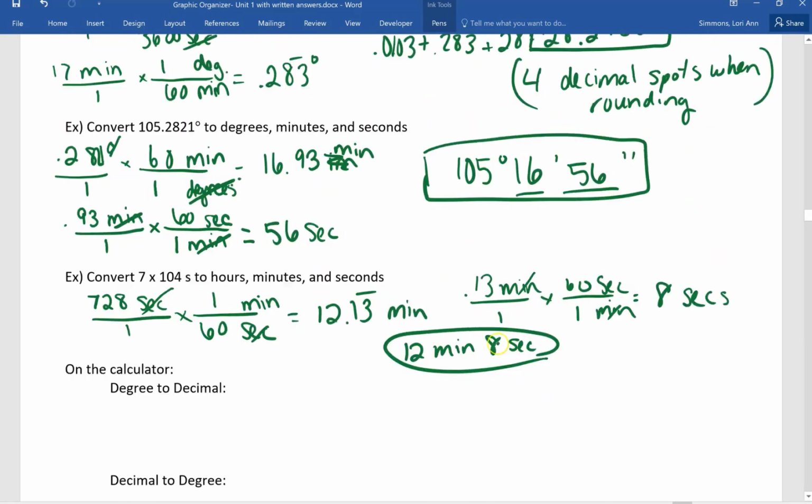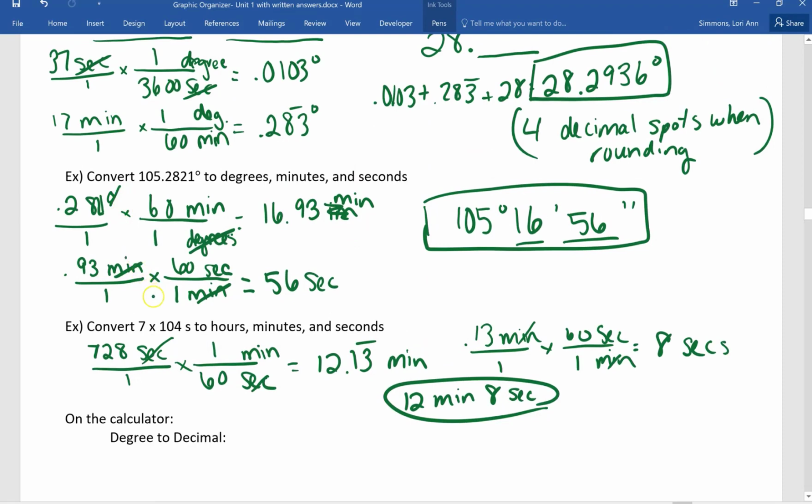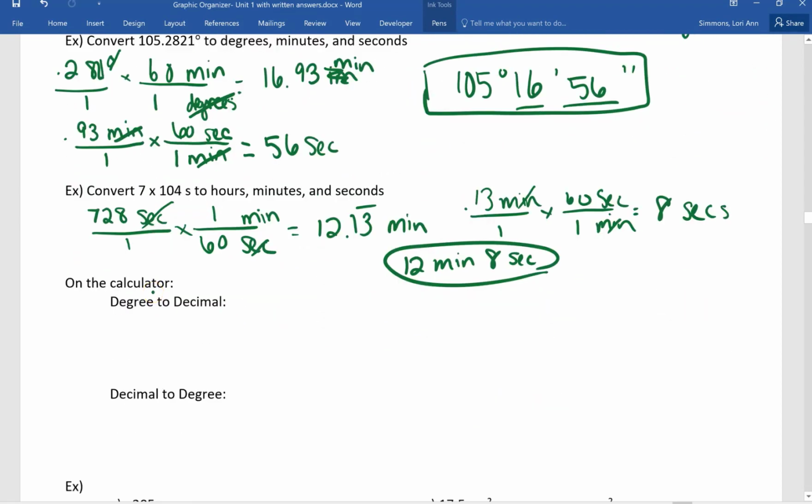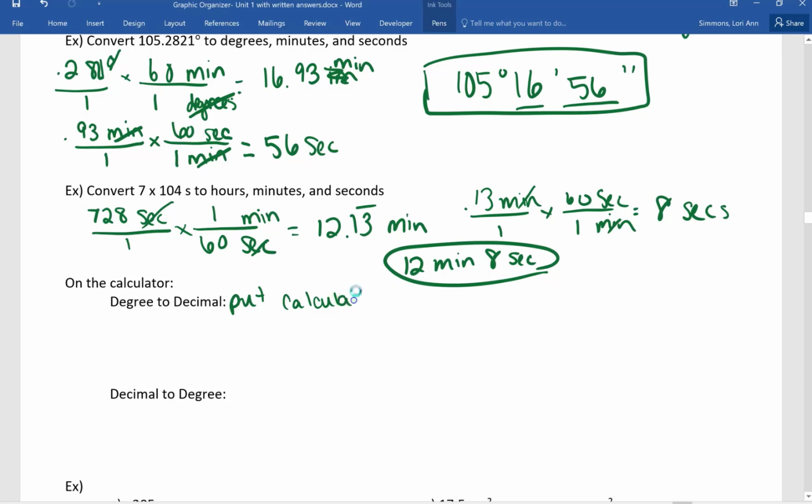The first 2 examples up here can be done on your calculator, so I will show you how to do that. But first, I would like to give you the directions. So the first step is to put your calculator into degree mode.